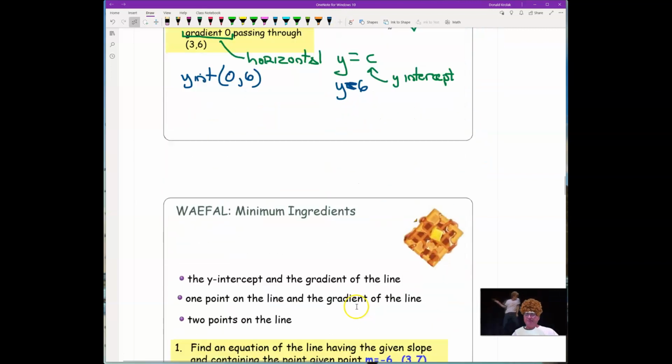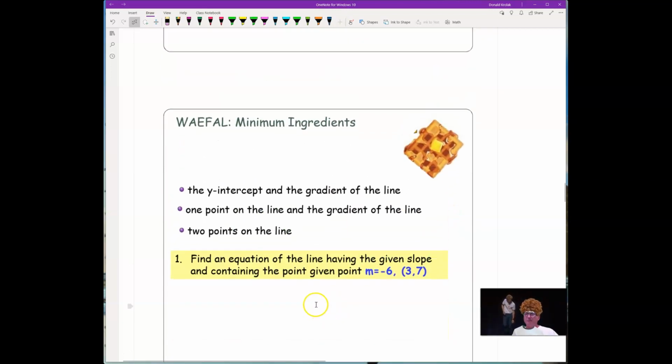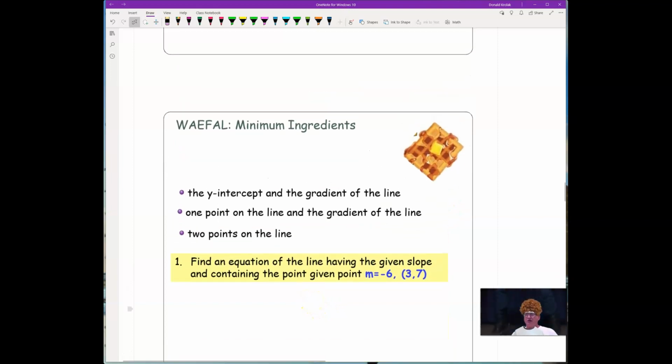All right, so waffle minimum ingredients. We talked about it. You need to either know the y-intercept and the slope, or you need to know 1 point and the slope, or you need to know 2 points.